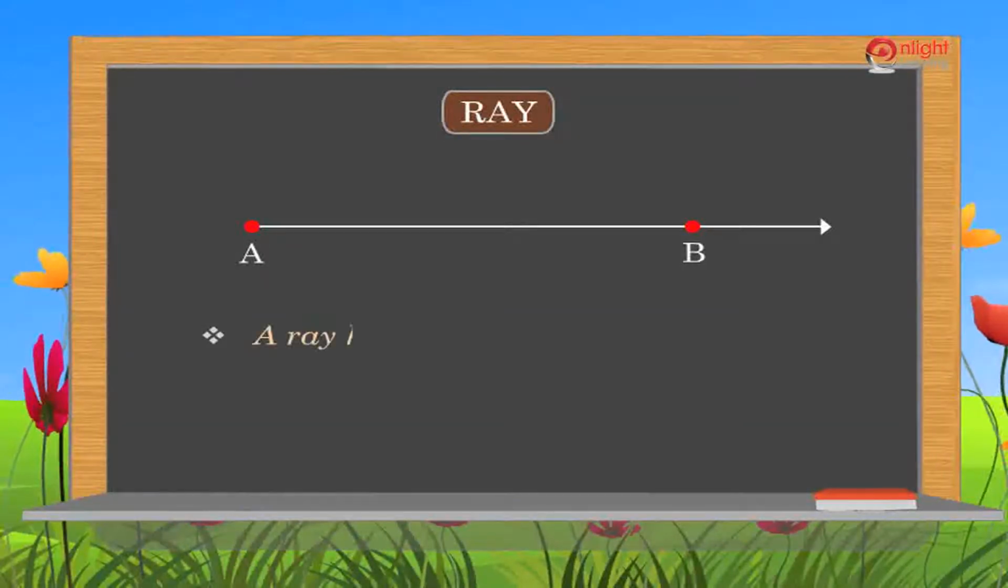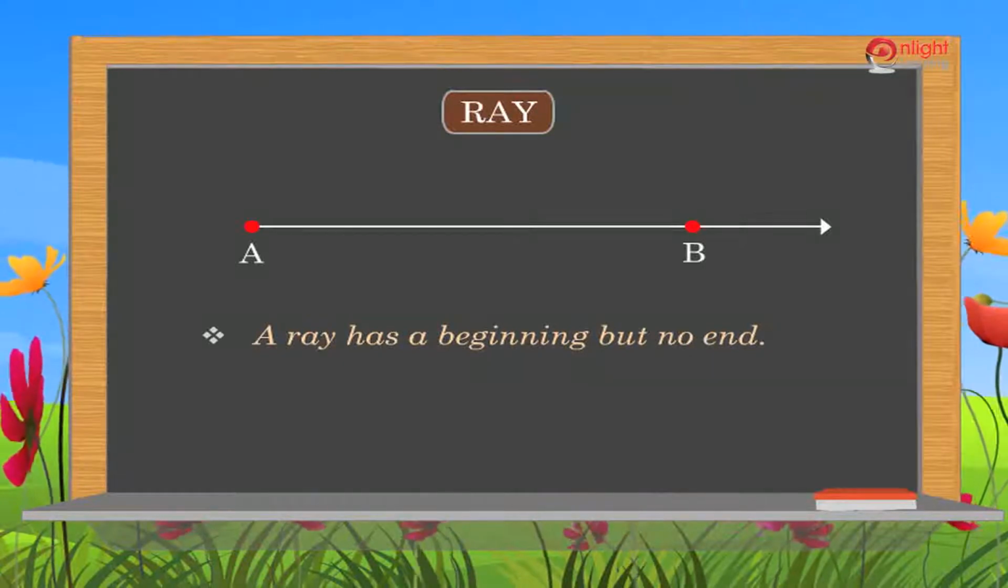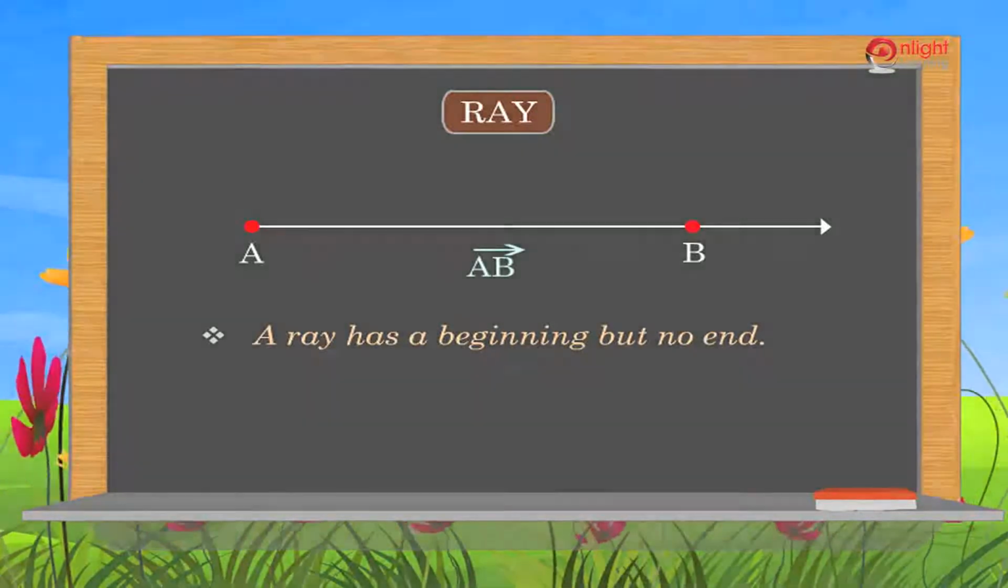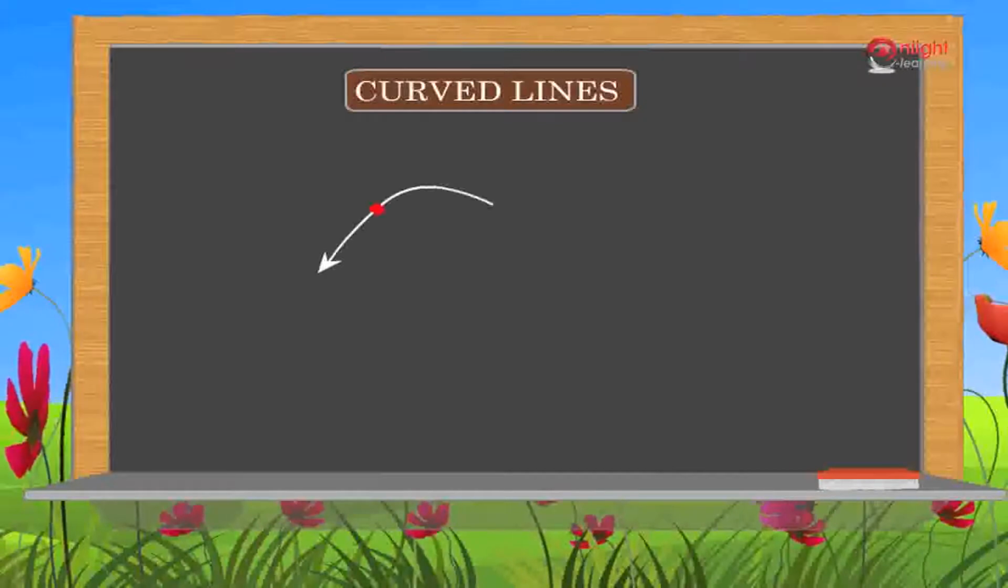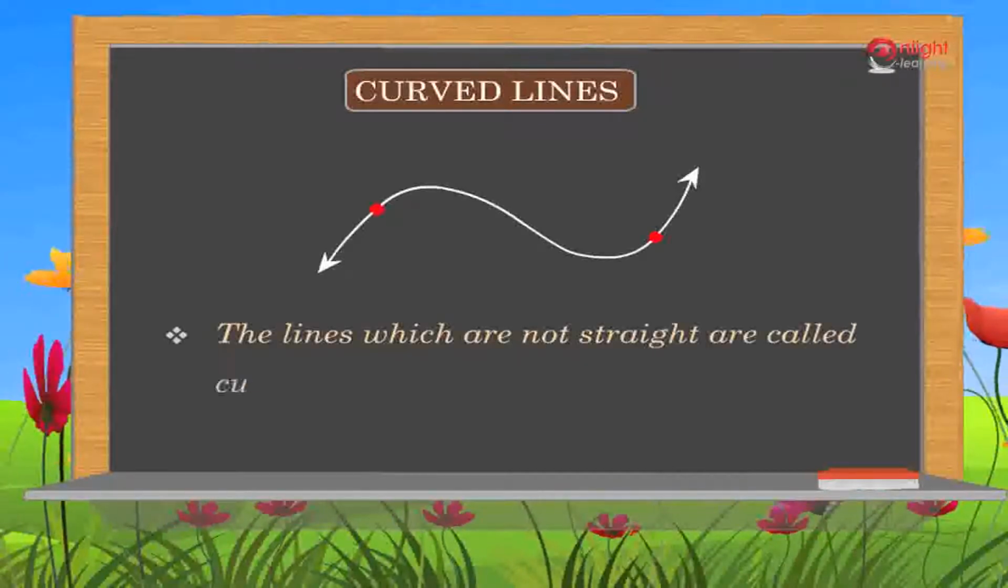A ray has a beginning but no end. It can be represented as shown. The lines which are not straight are called curved lines.